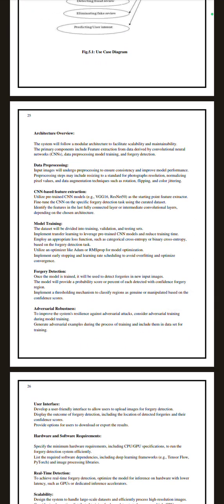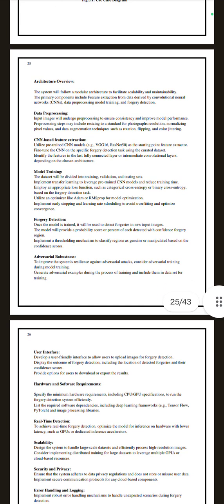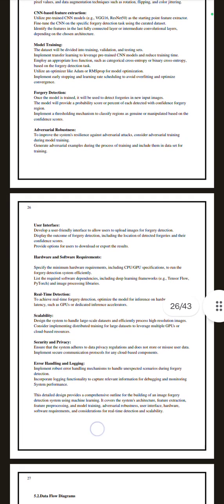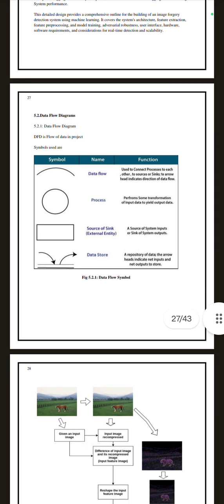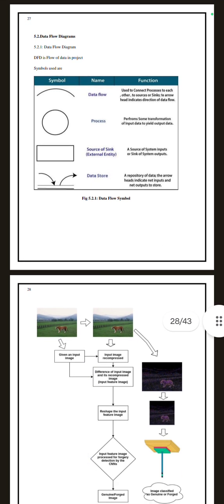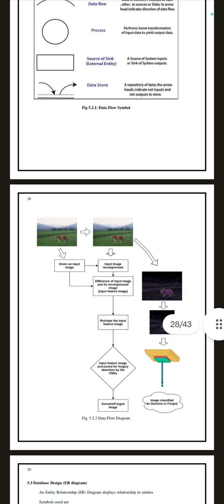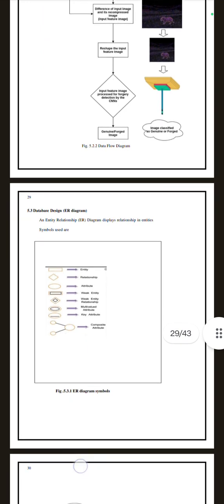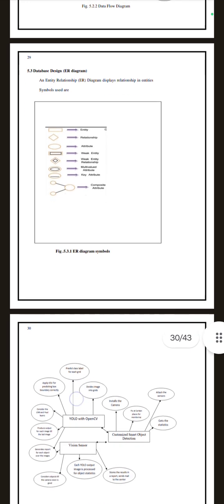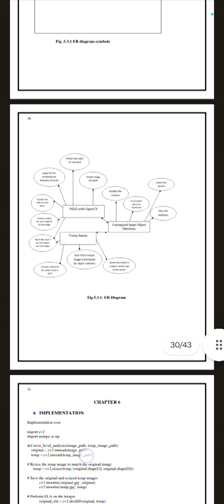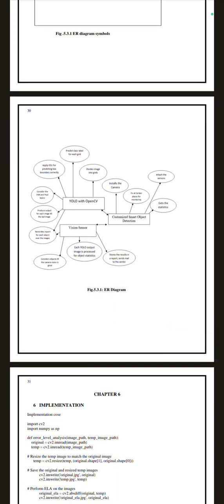Architecture overview, which consists of data processing, CNN based extraction, model training, forgery detection, adversarial robustness, and data flow diagram. These are some of the symbols of data flow diagram which are used here. This is the data flow diagram. The ER diagram is the entity relationship diagram, which displays the relations between the entities. This is the entity relationship diagram with OpenCV, where vision sensors and customized smart object detection are used.